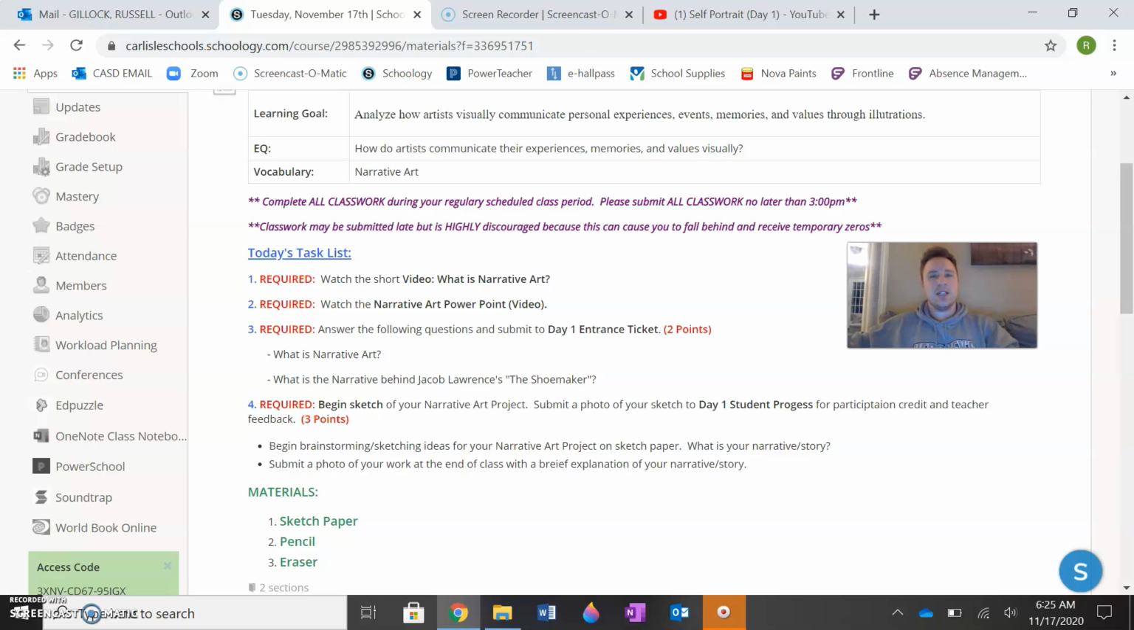We're going to be discussing that in today's PowerPoint, and we'll discuss it further tomorrow and in the days to come. Your vocabulary word today is narrative art. You're going to learn all the vocabulary, but that's the vocab you're going to answer for your essential question.